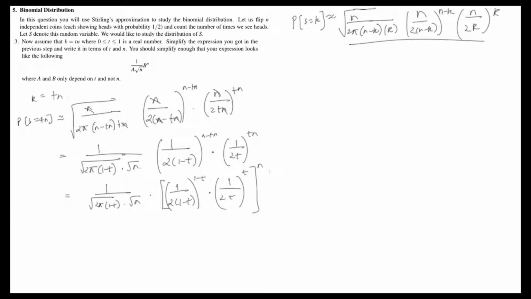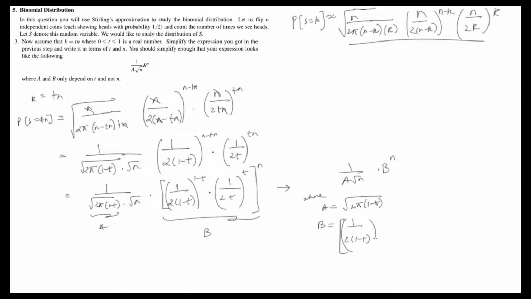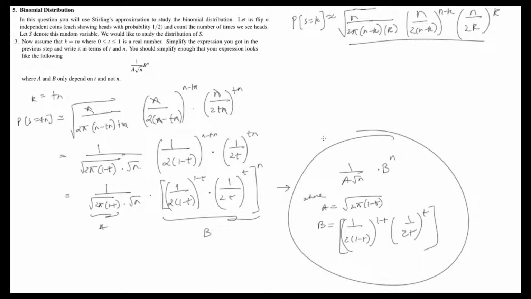So now we see it's exactly in the form which we wanted to get. So this is a, and this thing here is b, and this gives us the form 1 over a root n times b to the n, where a, I'm just going to write this out again. If you were concluding in an exam, you would need to write something like this, where a is equal to that and b is equal to 1 over 2 times 1 minus t to the 1 minus t times 1 over 2t to the t. That is your answer for part 3.